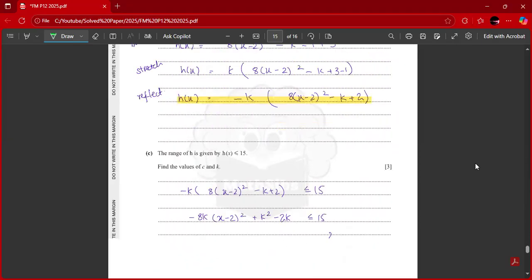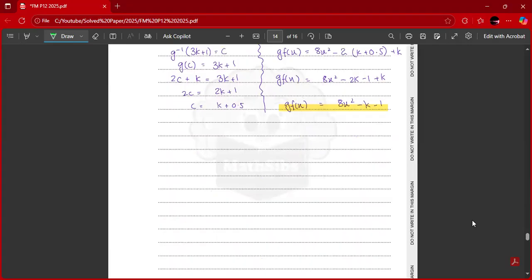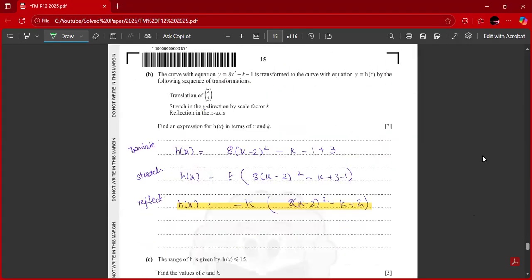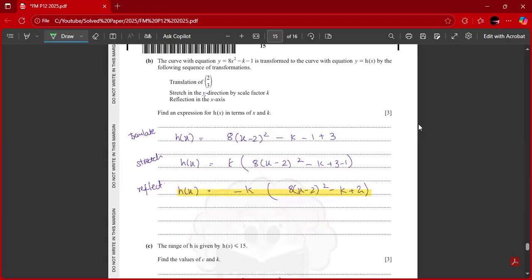The curve with the equation is transformed. Good question, 3 marks. First of all, there's a translation, there's a stretch, and there's a reflection. We're just going to follow the steps they have given. Right now we are not supposed to find the sequence, we're just going to follow the sequence that's given. Translation, 2 and 3. It's a positive 2, that means there's a negative 2 in our equation, and there's a positive 3 in the y-axis. If this means the x-axis and this means the y-axis translation, whatever sign is given here for the x-axis, we write the opposite. So x minus 2, and plus 3.